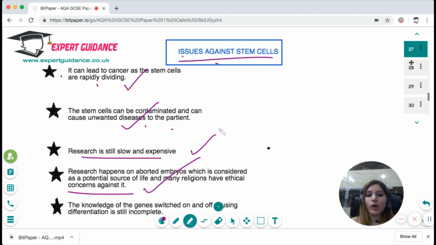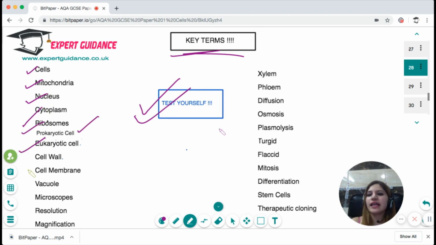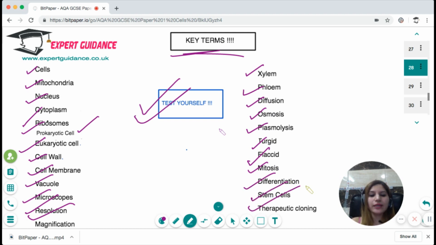Okay, so I hope we have covered this topic in much detail, and I have tried to cover the maximum of your specification. Now it's time to test yourself by seeing if you know these key terms. So what are cells? Mitochondria, nucleus, cytoplasm, ribosome, prokaryotic, eukaryotic cell, cell wall, cell membrane, vacuole, microscopes, resolution, magnification, xylem, phloem, diffusion, osmosis, plasmolysis, turgid, flaccid, mitosis, differentiation, stem cell, therapeutic cloning.